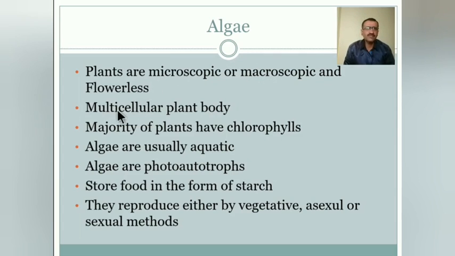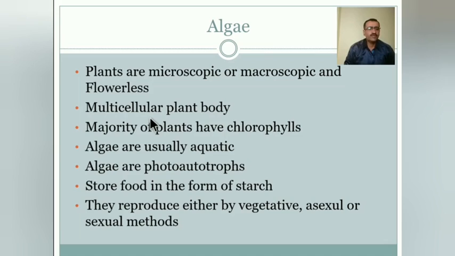The second one is the multicellular plant body. Here the algae is made up of multiple cells, more than one cell, so it is known as multicellular. Our body is also made up of multiple cells, and we are also multicellular organisms. Algae is also a multicellular organism, and the multicellular plant body may be simple, without root, stem and leaves. That is known as the thallus.